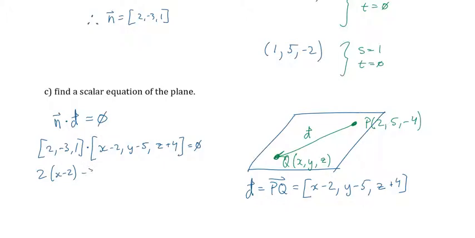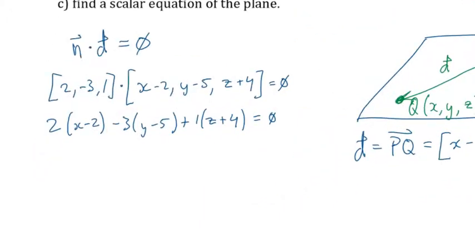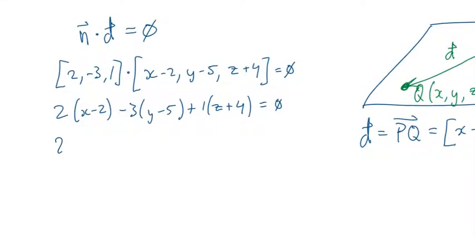So there was a long process of thinking and sort of doing something new, of thinking about a general point and a general direction vector parallel to the plane to come up with this line. But it gets us a scalar equation.